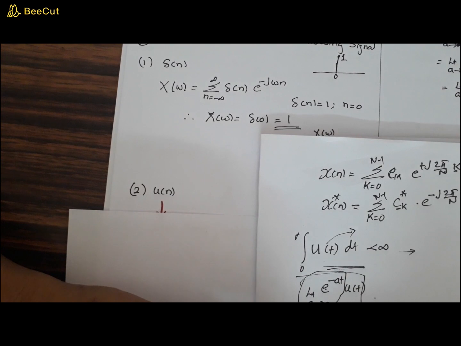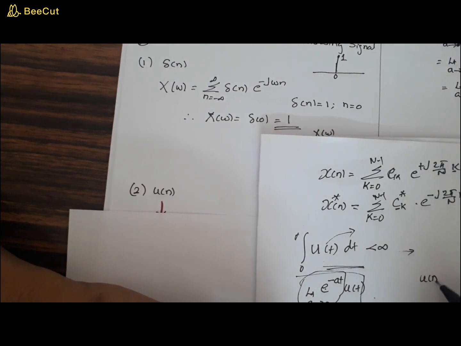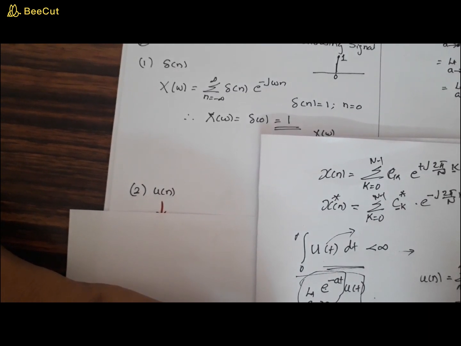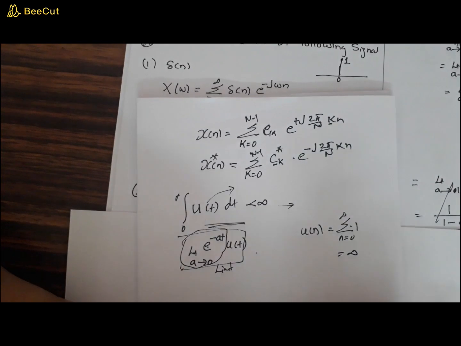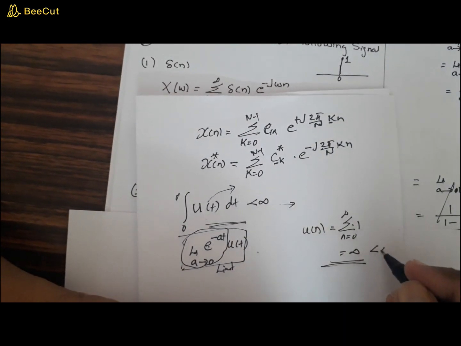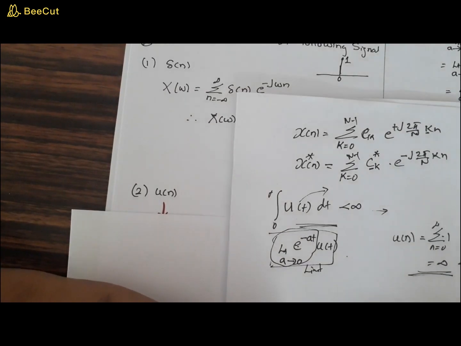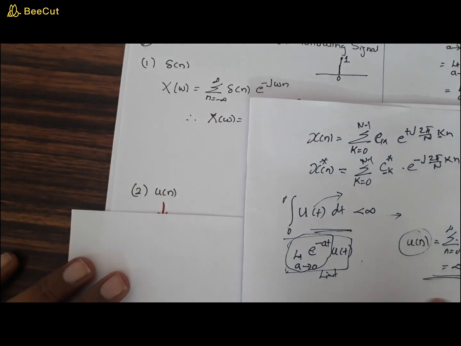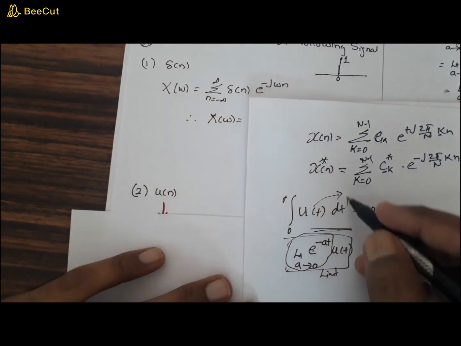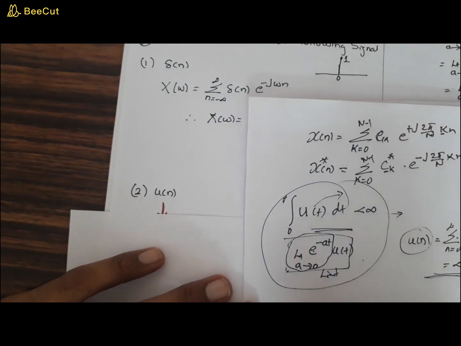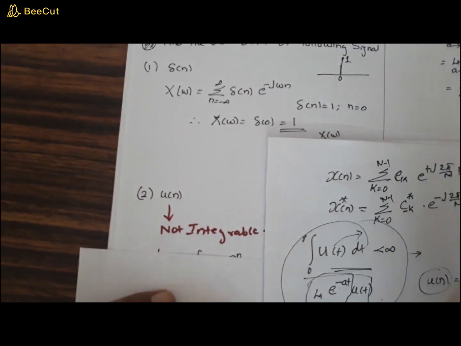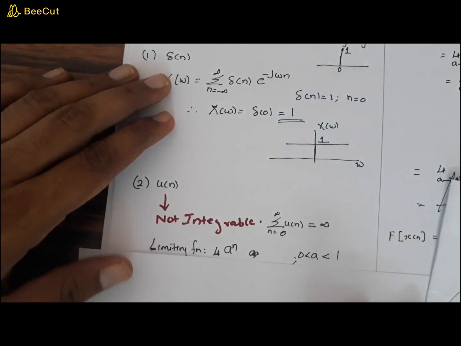Now exactly the same, u of n: when you add the sum from n equal to 0 to infinity of 1, it is going to be infinity. It's not going to be finite, meaning this doesn't have any Fourier transform. But we can manage to find the Fourier transform by using the same principle, by multiplying u of n by a time limited signal. This is not an integrable function, therefore the Fourier transform does not exist.